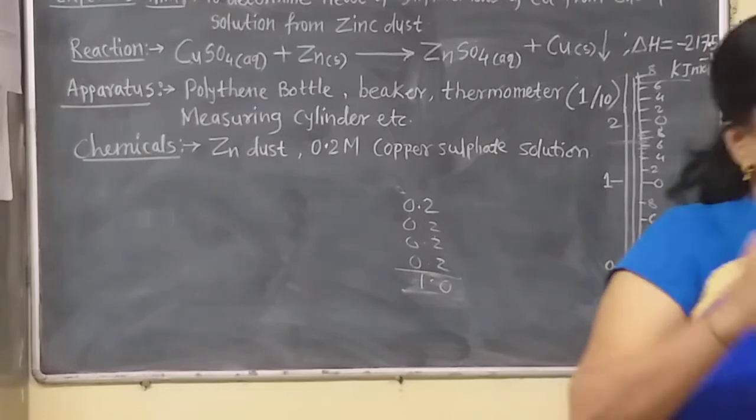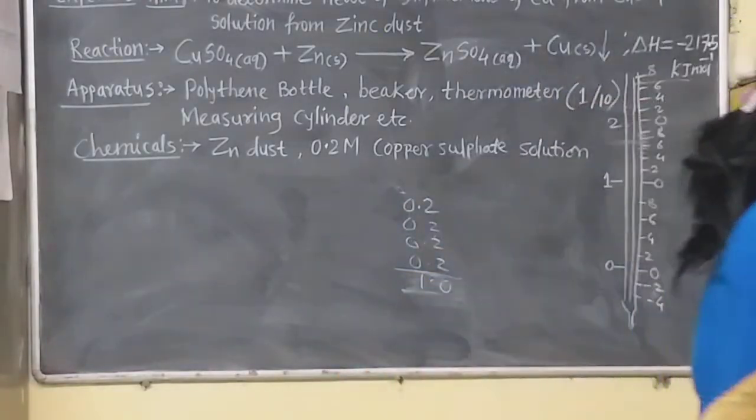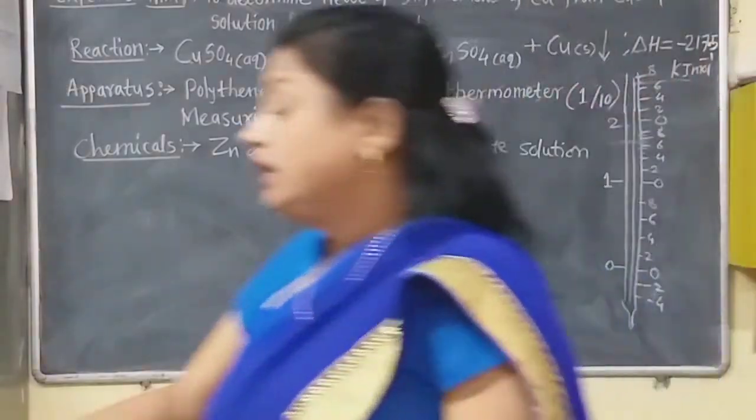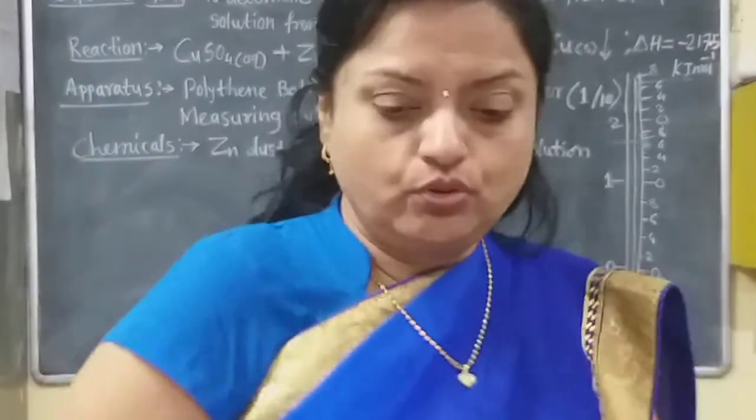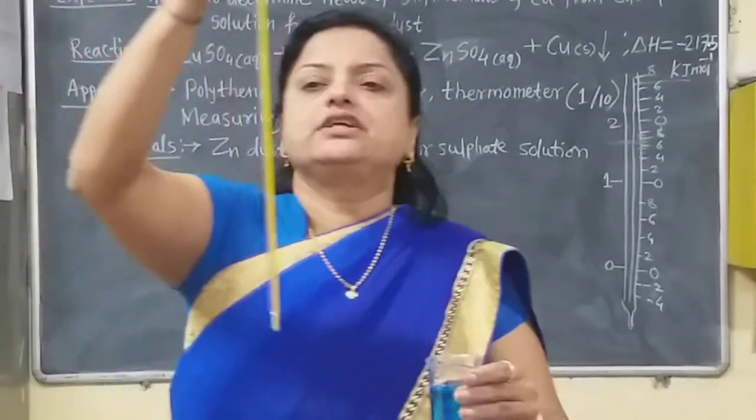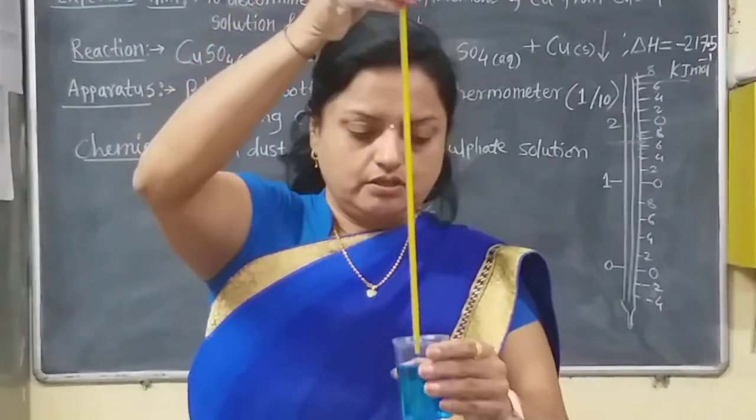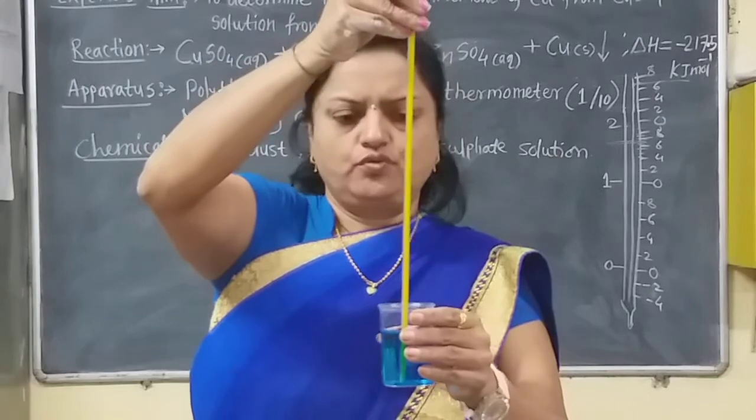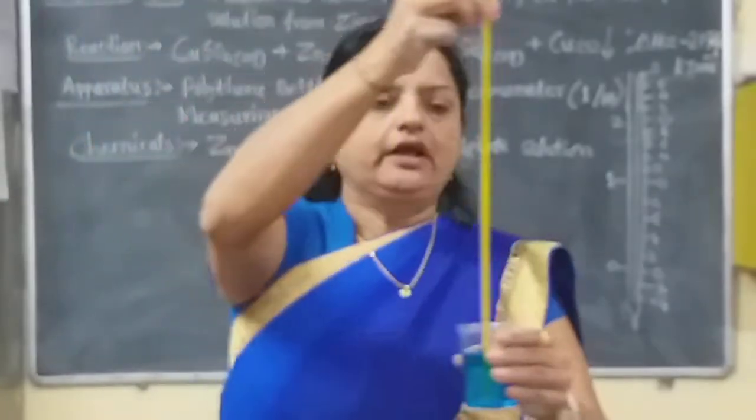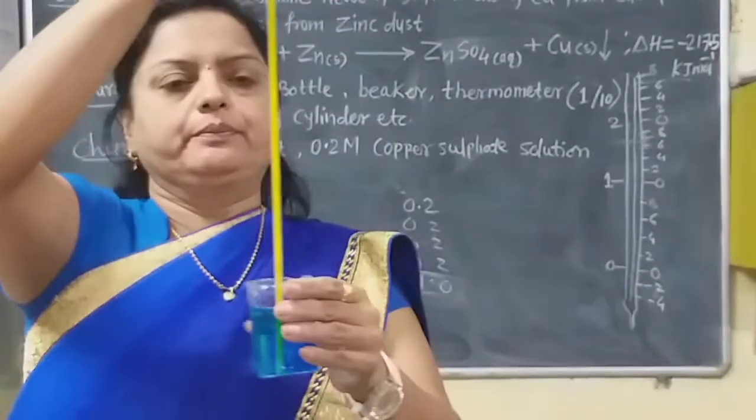Very simple practical. Now from this solution copper gets displaced by using the zinc, and we have also given here the zinc dust of 1 gram. Now first you must take the initial temperature of this copper sulfate solution. Now this is the 1/10 thermometer I am putting here. Now one student come here and see where is the mercury and what is the initial temperature.